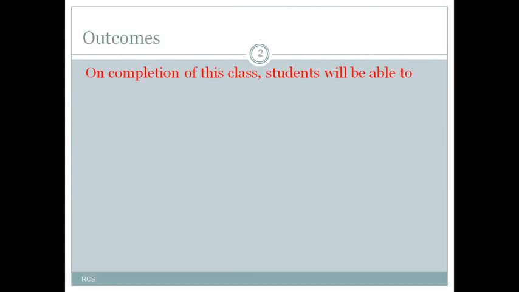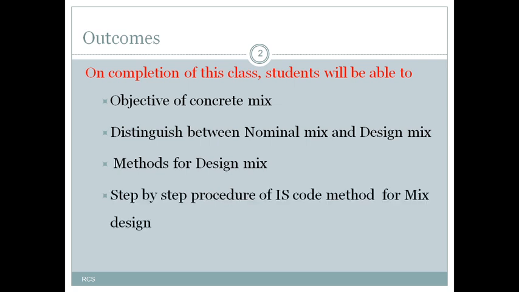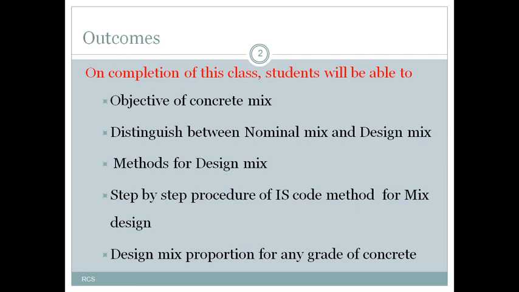The outcomes of today's lecture are, after completion of this lecture, a student will be able to know the objective of concrete mix, distinguish between nominal mix and design mix, know what methods are available for design mix, and follow the step-by-step procedure of the IS code method for mix design. After completion of this class, the student should be able to design a mix proportion for a particular grade of concrete on their own.